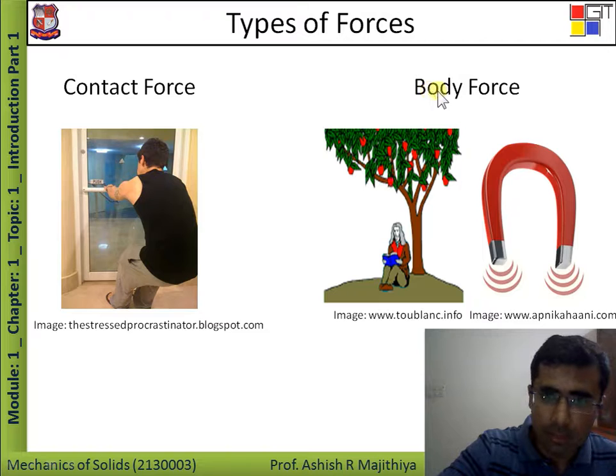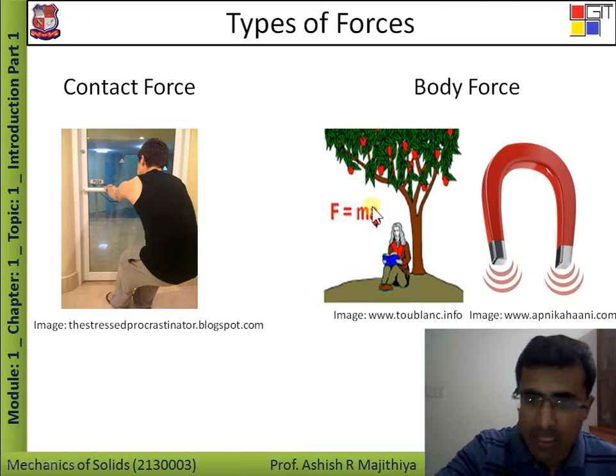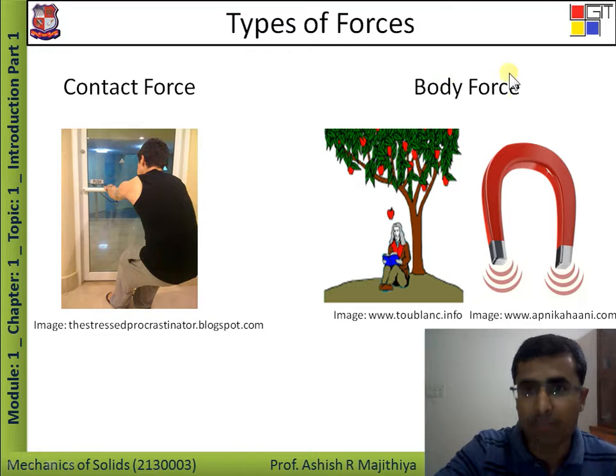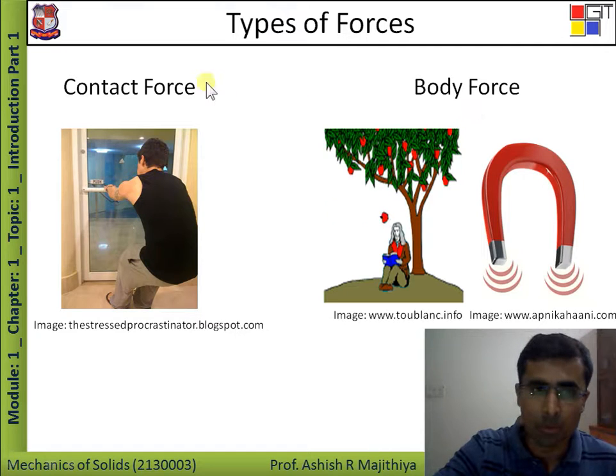And if there is no physical contact between two bodies, like this apple and the floor, there is no physical contact, still the force is acting. It is a gravitational force, so it is called body force of the earth. And second is magnetic force. Again, in magnetic force there will not be any physical contact between two bodies, still the force will be there. So forces have been classified into contact forces, which do require contact, and second is body force.